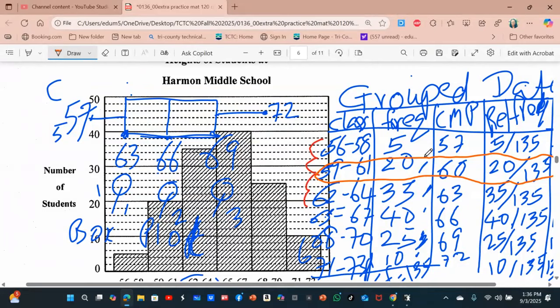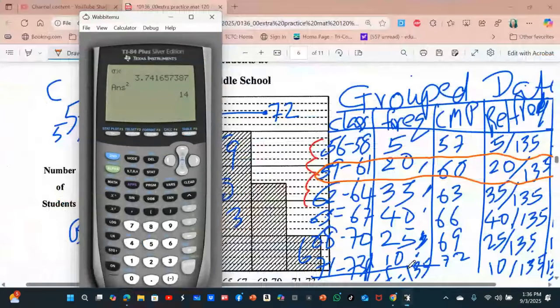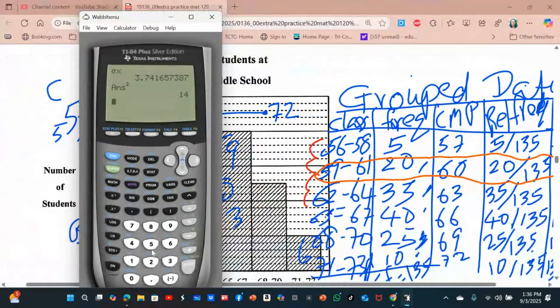Remember that probability can be in decimal or fraction. So if you're told to leave your answer in fraction, you can simplify this. Divide 20 by 5, you have 4, divide 135 by 5, you have 27, so you have 4 over 27. Okay, but suppose you're told to leave your answer in decimal, 3 decimal places.